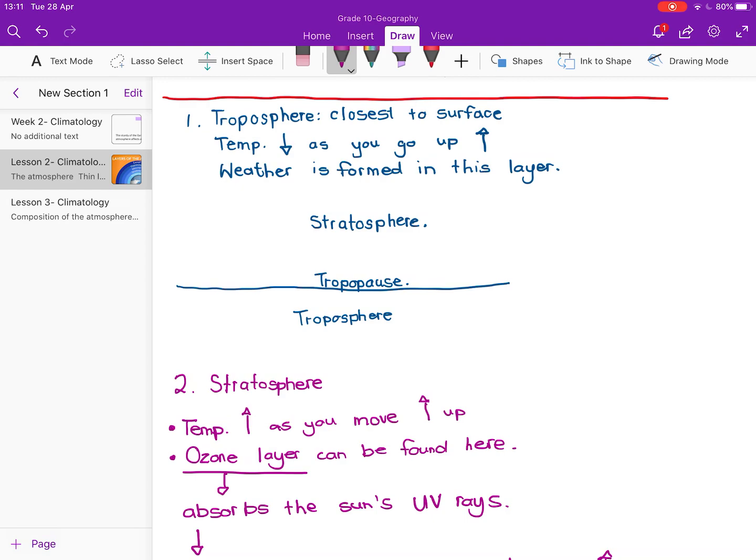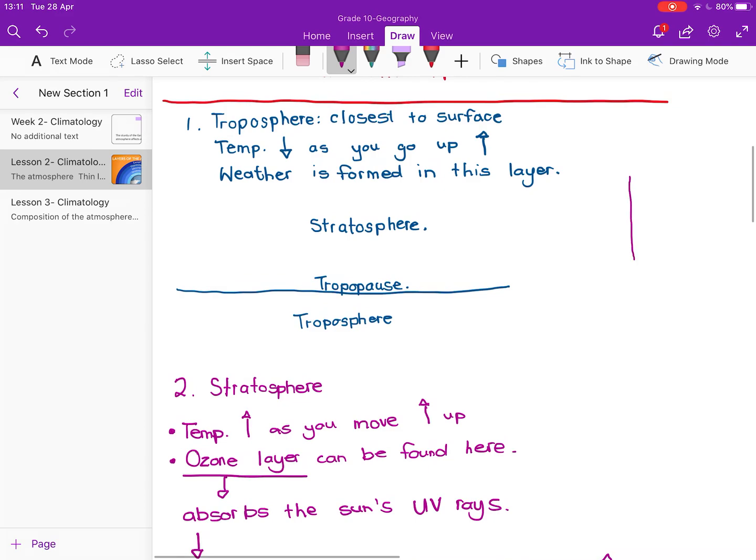Now the troposphere is very important for planet Earth, and it is important that we have a look at it and understand what is going on there. Alright, so let's look at the troposphere. Like we said, it's the closest to the surface, and the temperature goes down as you go up. So as you go higher in height, the temperature decreases.